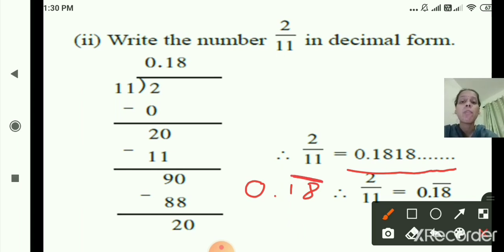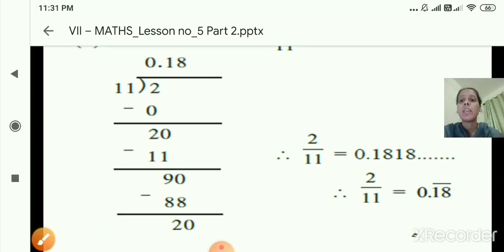If a group of numbers is continuously repeating on the right of the decimal point, then you will draw a horizontal line, and if a single number is repeated continuously, then you will put a dot on that number. Yes, understood this? Now we'll move to the next.